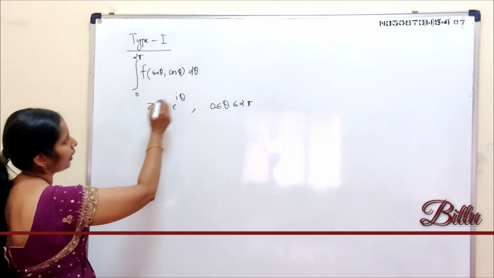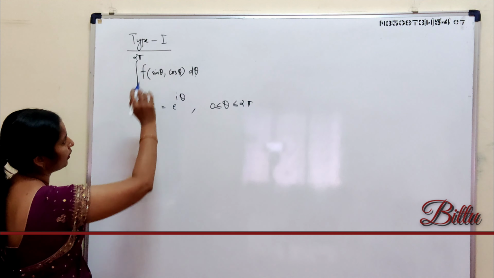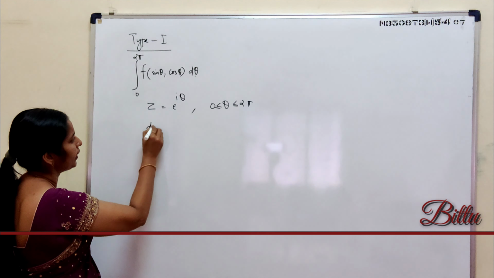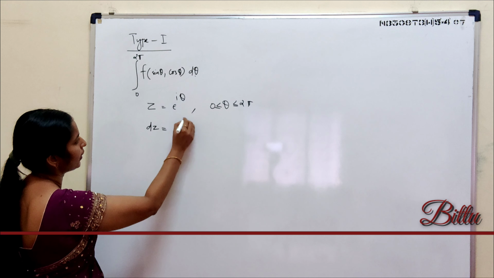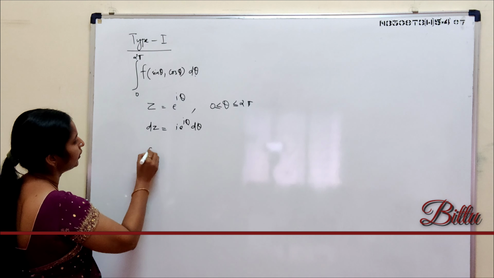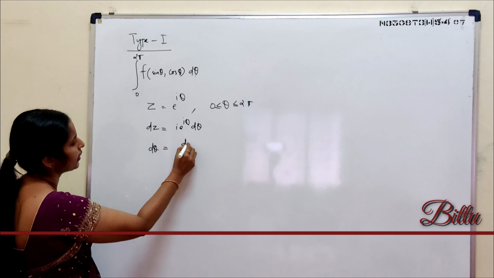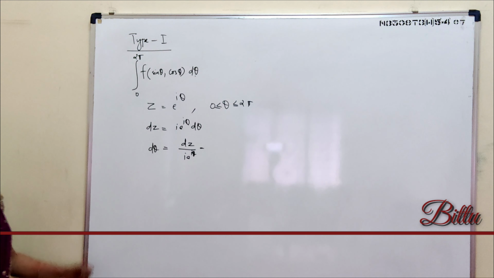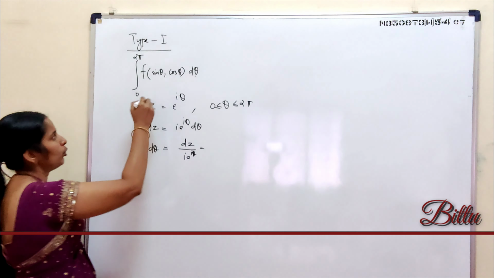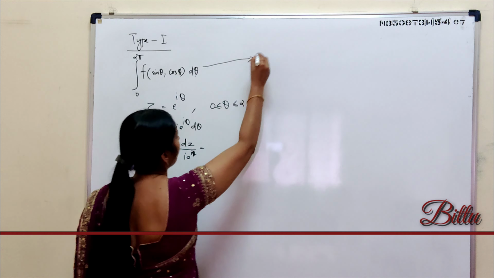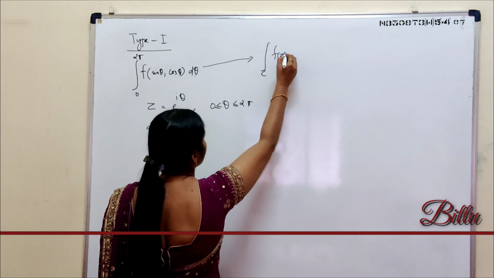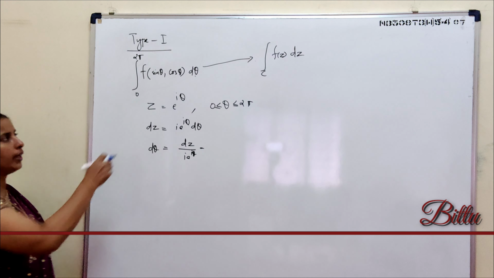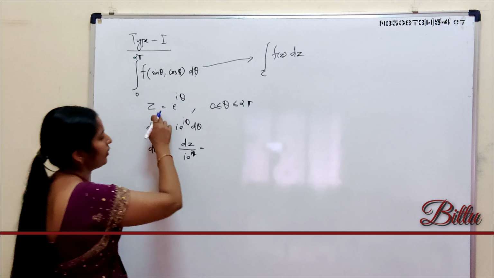For that you have to replace d theta, sin theta, cos theta, etc. Here z is e raised to i theta. So dz is i e raised to i theta d theta. So d theta is dz by i e raised to i theta. By this substitution, we can convert this integral in the form integral over C f z dz. This is our contour integral.